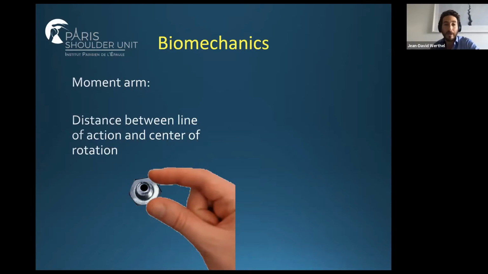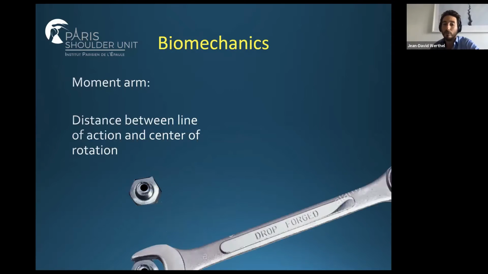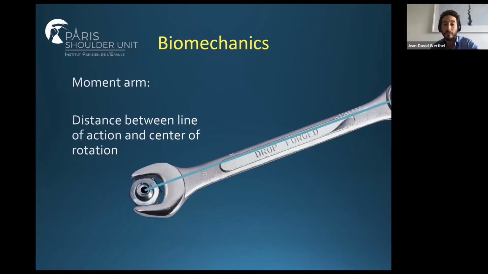And so the line of action is going to be this arrow. And so the moment arm is going to be the distance between the center of rotation and that line of action. But now if you have a longer moment arm, then you can very easily understand that the strength required to unscrew that bolt is going to be much less. And so if you want to increase the moment arm, you can use a tool like a wrench, for example, and then the moment arm becomes this distance from the center of rotation going to the line of action.